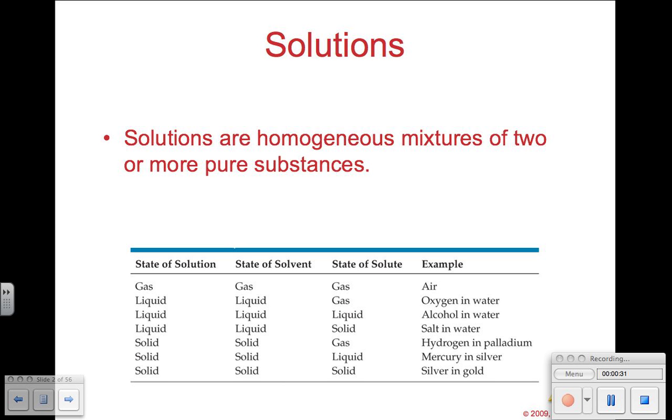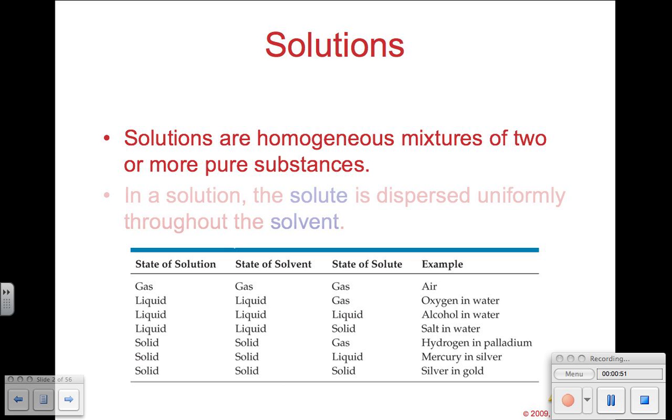And you can have a variety of different mixtures, and it's dependent on what the states of the solvent and the solute are. You can look at this example here. Air is an example of a mixture of gases where one gas is the solvent and another gas would be the solute. But in a solution, you always have a solute and a solvent. The solute is the thing that is dispersed uniformly through the solvent, meaning you're always going to have more of the solvent than the solute.